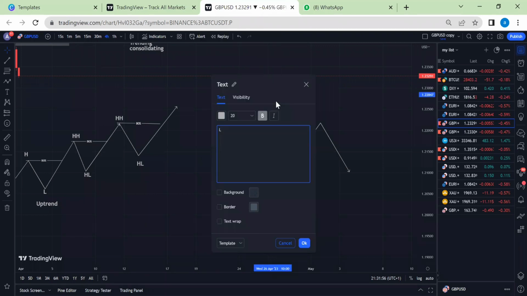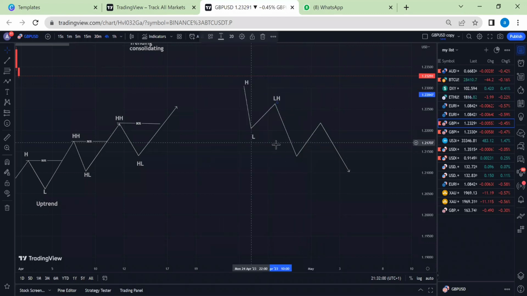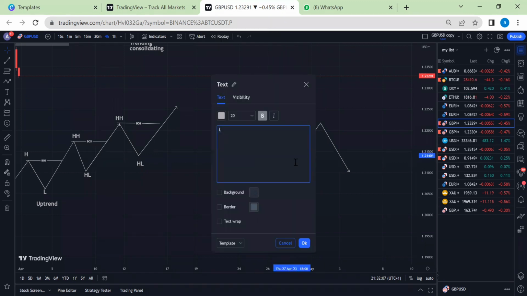We call it a lower high, right? So we went down and created another low, and we'll call this a lower low. Very, very simple. You don't have to cram it.